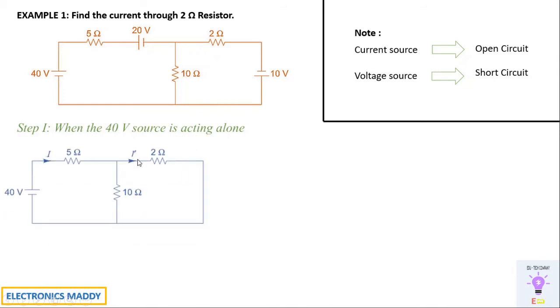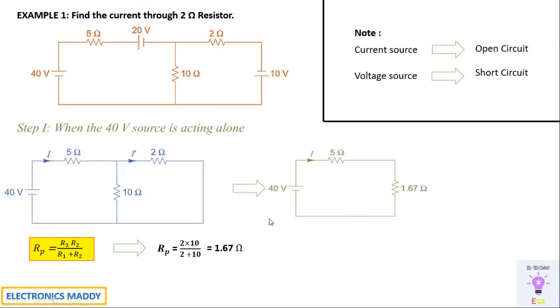We'll be labeling that current as I dash with respect to the 2 ohm resistor. So that is what is asked. Looking at this circuit, you can observe the 10 ohm resistor and 2 ohm resistor are connected in parallel. So using the formula for parallel resistance, simplifying this, 2 into 10 by 2 plus 10, you will be getting 1.67. So the circuit can be further simplified and written in this manner, isn't it?